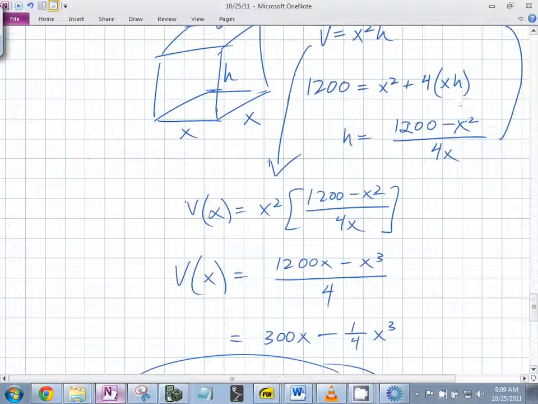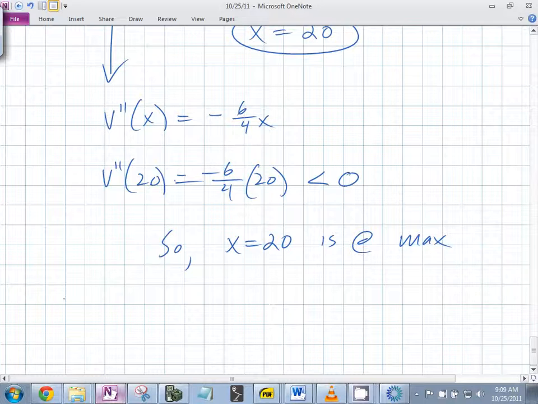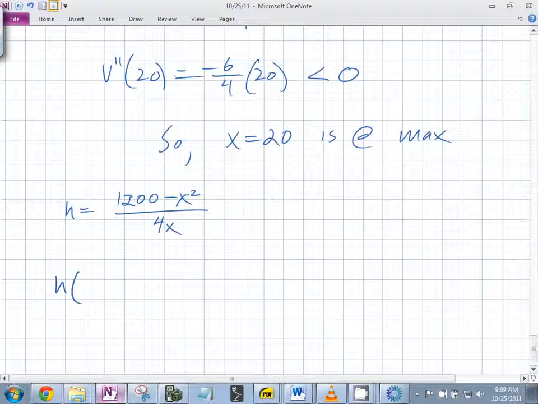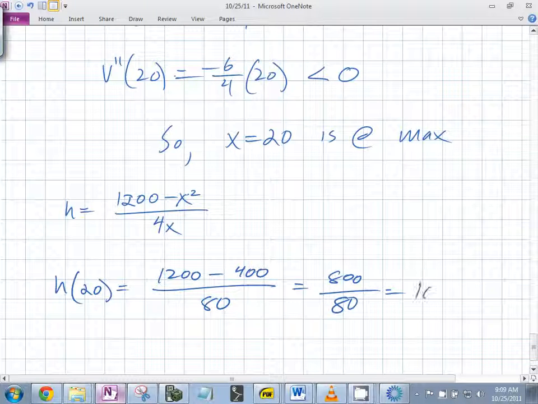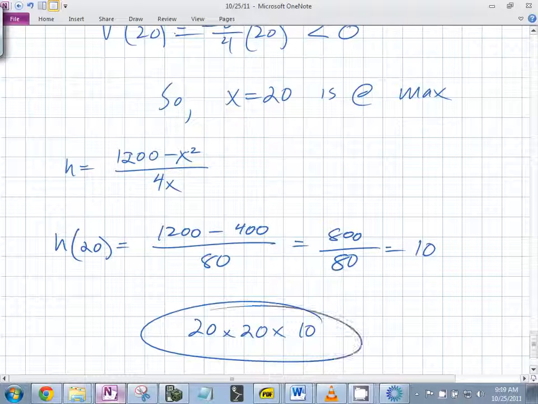So now it's just a matter of algebra again. So h when x is 20 is going to be 1200 minus 400 over 80. So that's going to be 800 over 80, which is what? 10. So you know the box is going to be 20 by 20 by 10. Way too simple.